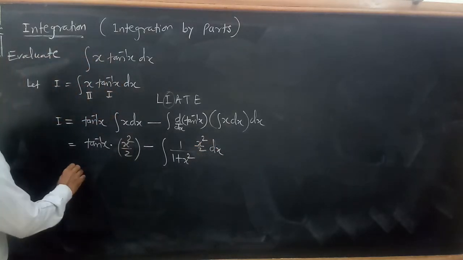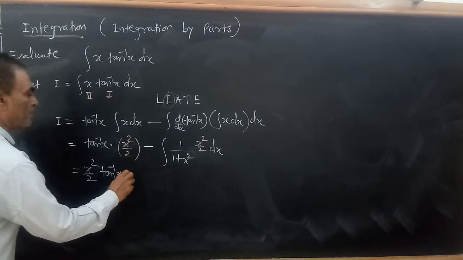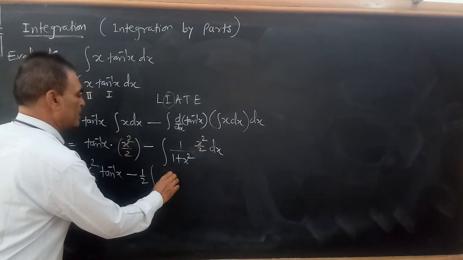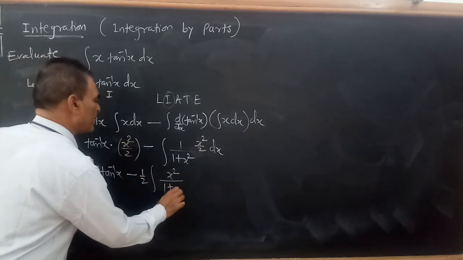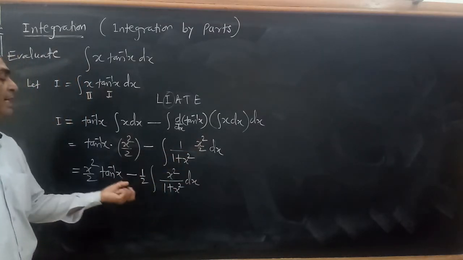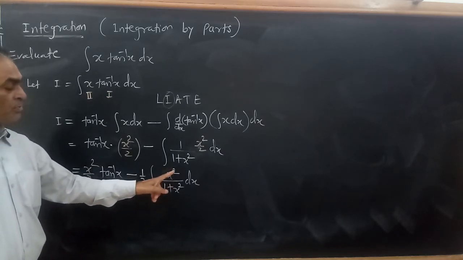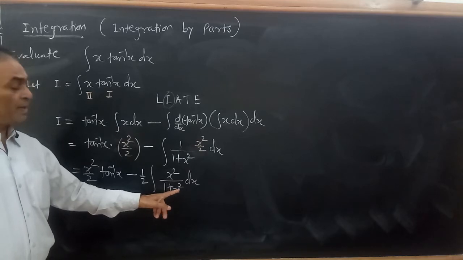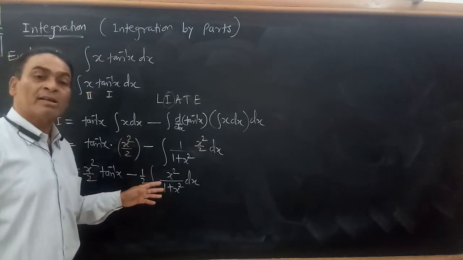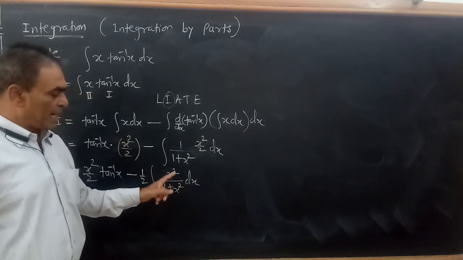Means you can write this way, x square by 2 tan inverse x minus, take 1/2 outside the integration, x square divided by 1 plus x square into dx. Isn't it? I am taking the constant term outside the integration only. Then what can I do here? Here degree of numerator is 2. Degree of denominator is also 2. It is an improper fraction.